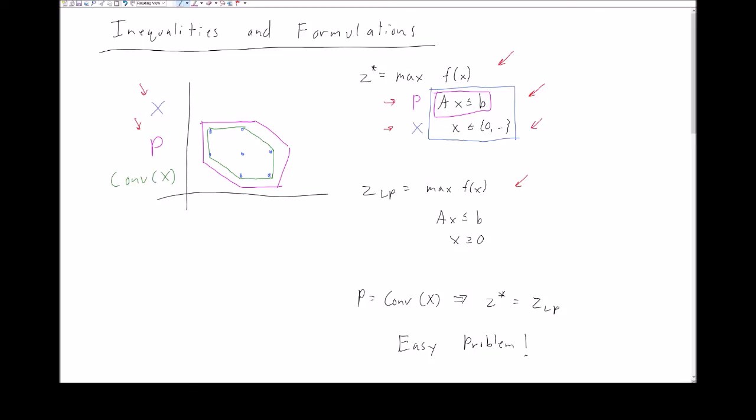We saw that this is going to be the case when our formulation P is exactly equal to the convex hull of the points in X. In our graph, we see the convex hull as this green shape. The corner points of this polyhedron are exactly the integer points in X. If this is the case, then it's easy to see that the optimal solution to our integer program is the optimal solution to our linear program. That's because the optimal solution to the linear program is one of the corner points, and those corner points are automatically in X. If P is equal to the convex hull of X, then in some ways, the integer program is an easy problem to solve.